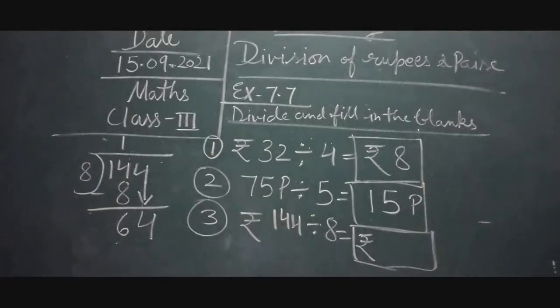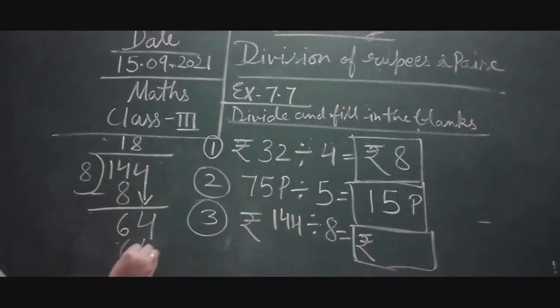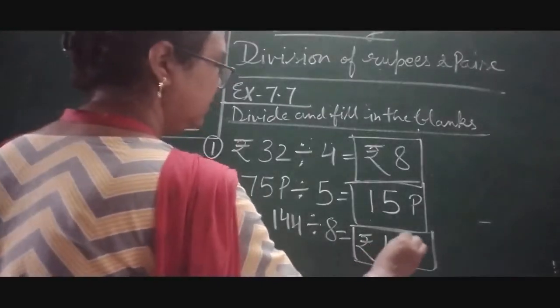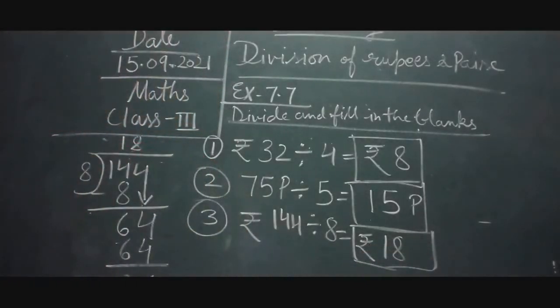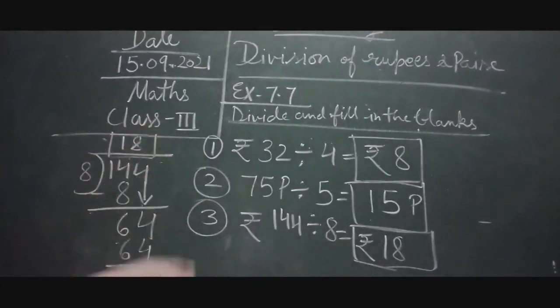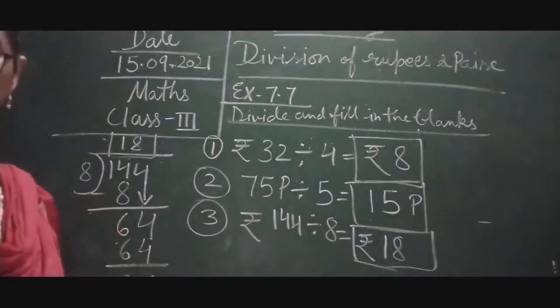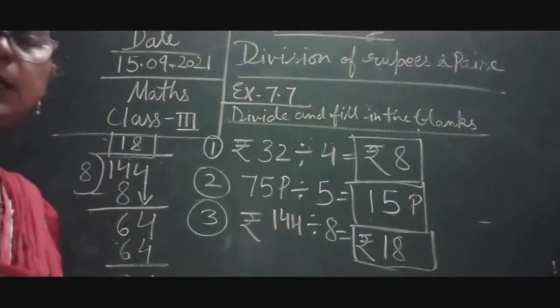Now we will tell the table of 8, how many times we will get 64. So here 8 8s are 64. Okay, 64. Now 18 rupees we will get. Okay, so write it down, 18 rupees. This is the quotient of this. So the answer will be 18 rupees. The third number answer is rupees 18.